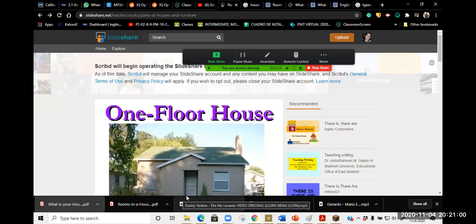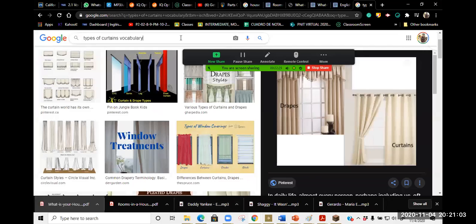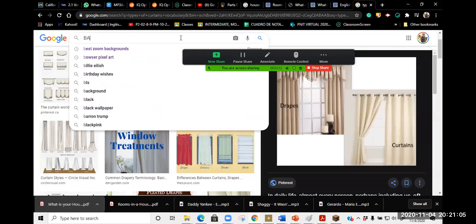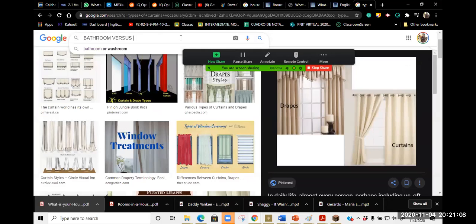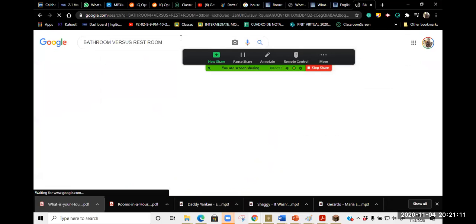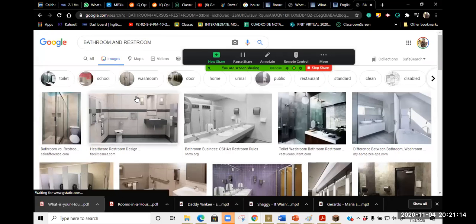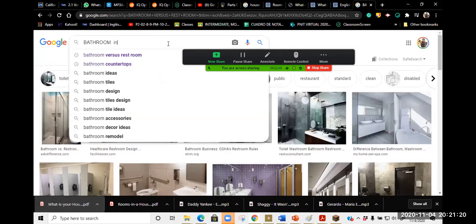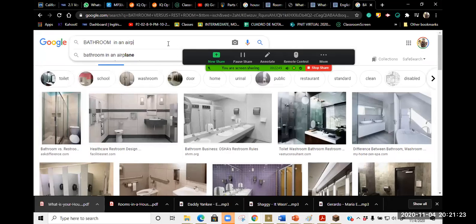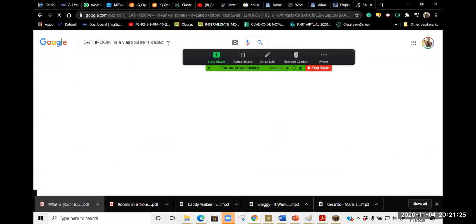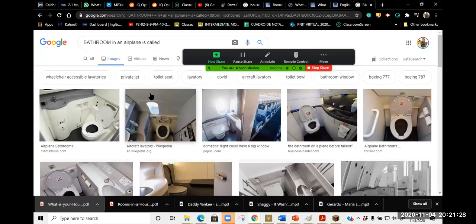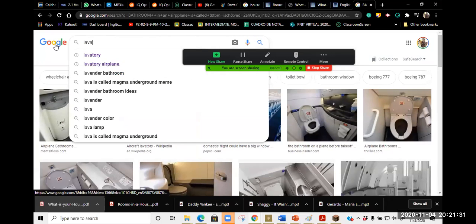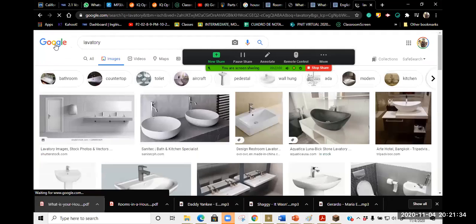Okay, now, si usted en su casa tiene un, ¿cuál es la diferencia? Porque me han preguntado. Bathroom versus restroom, I think it is. Okay. Washroom, urinal, okay. Just give me 1 minute, I need to know the word. Lavatory, okay. Si usted en su casa tiene un baño social, okay, ¿cuál es la diferencia entre un bathroom y un lavatory?